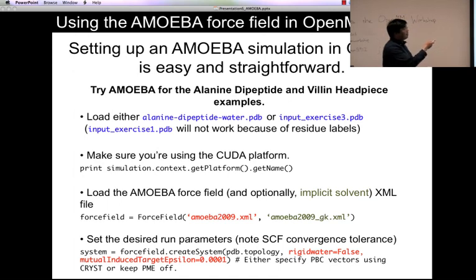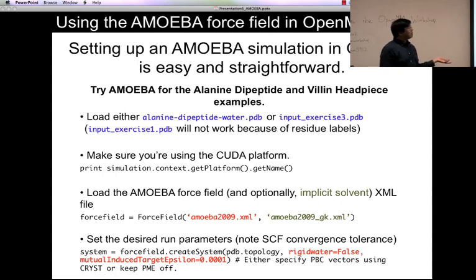One last thing. For the input exercise 2, this is the villin headpiece, which you might remember from this morning. It does not contain any hydrogen atoms, so make sure to add them with a modeller before you actually create the system.